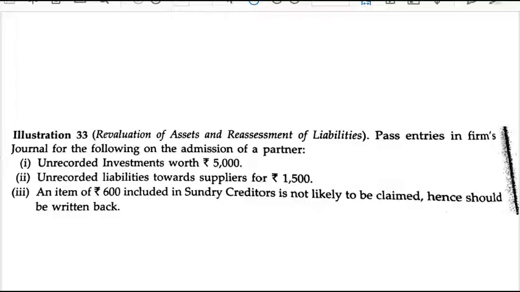First point, unrecorded investments worth rupees 5,000. Now what are investments, asset or a liability? Very simple, you all have studied a lot about this. The investments are assets. So there are unrecorded assets worth rupees 5,000. What will be the journal entry? There are assets with us which are unrecorded, which have not been brought in the books.